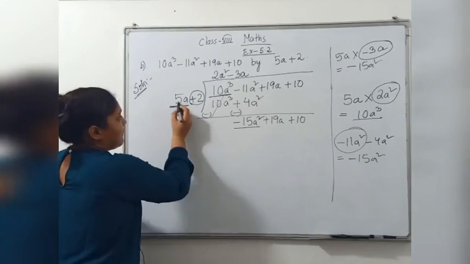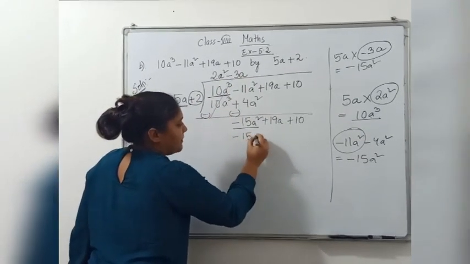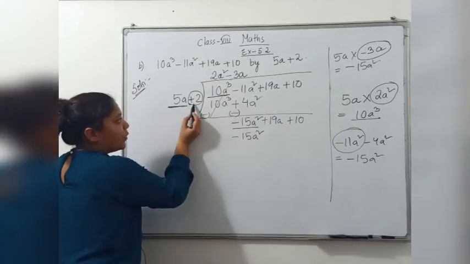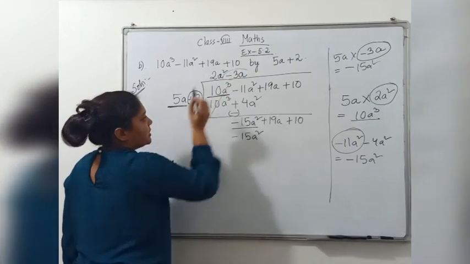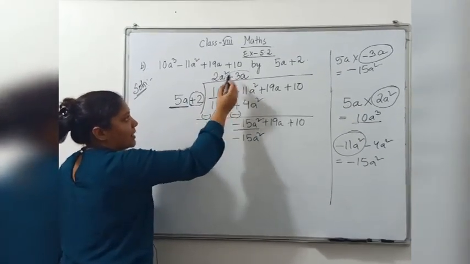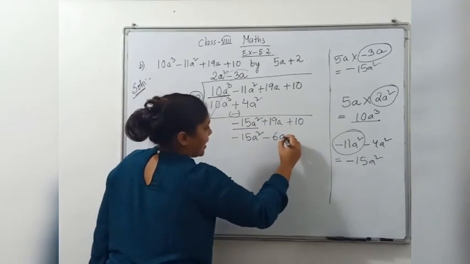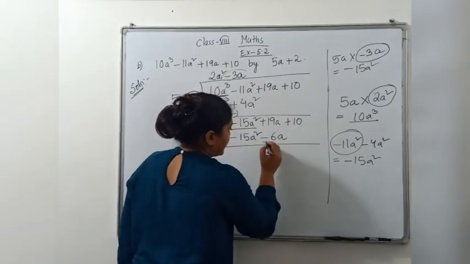So, let us multiply. 5a into minus 3a. Your answer is what? Minus 15a square. Right? With this is done. Now, again with this, we are going to multiply this. Now, plus into minus, minus. 2 3s are 6. Minus 6a. Clear students? Now again, we are going to subtract it.